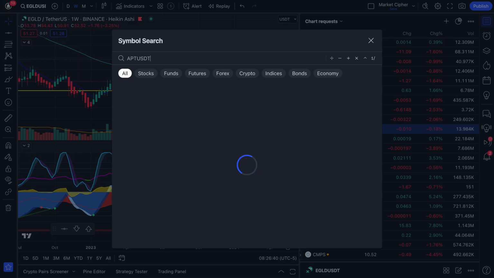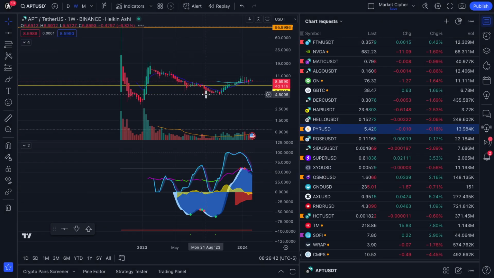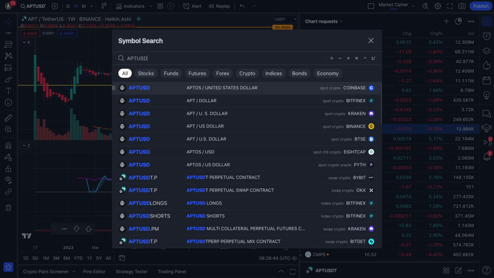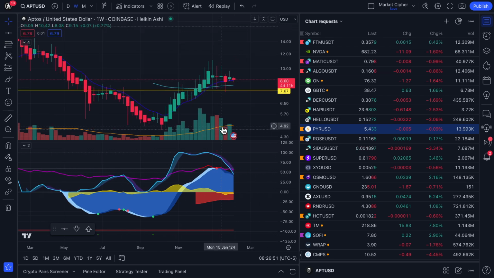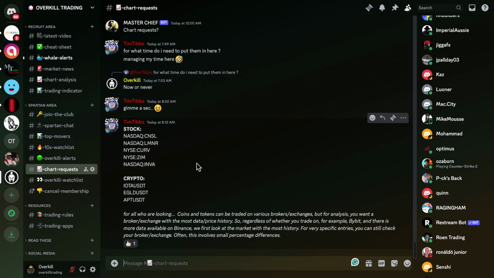APT. Let's see if there's a different chart. This one's on Coinbase. We're just now breaking up over the 50, so we're kind of consolidating here. I got a stop loss at 767. That's going to be the stop, and that's going to be the last request for today. If you guys got them throughout the week, go ahead and get them in.